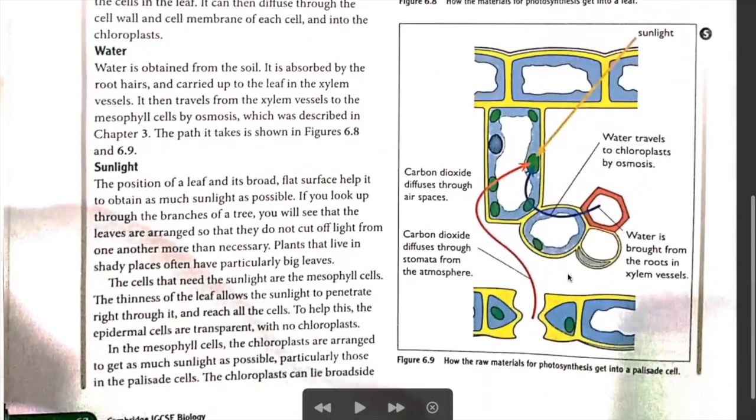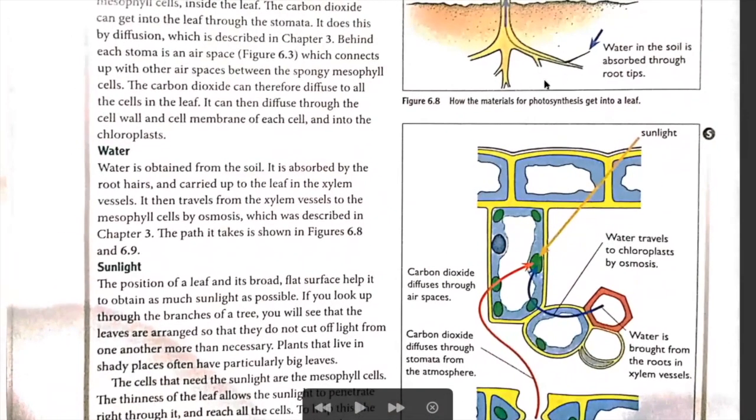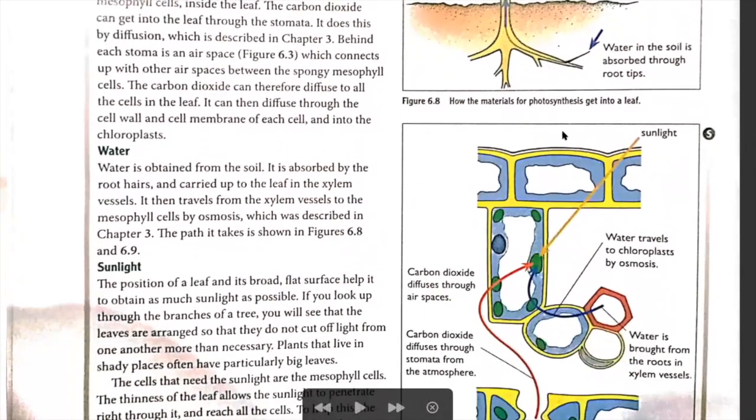Okay. Ni dia cakap apa ni? How do the raw materials for photosynthesis get into the palisade mesophyll cell? Okay, bagus. As I said just now, the soil will absorb water, right? So the water will enter the root. Dalam root pun ada xylem. Boleh faham? So xylem tu dia akan transport air daripada root pergilah kepada xylem yang ada dalam leaf. Ni awak tengok ni. Warna merah ni menunjukkan xylem yang ada dekat leaf.